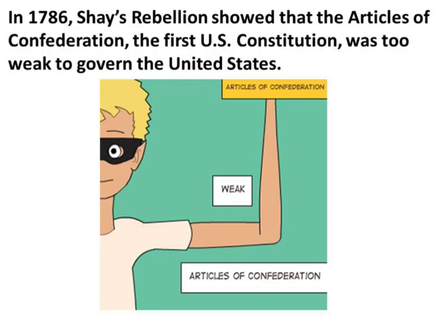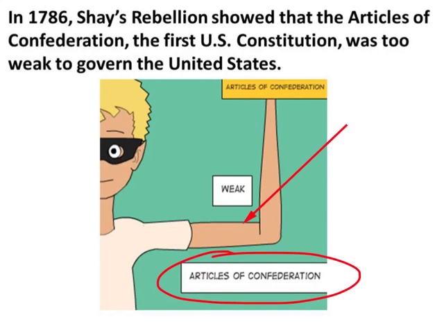In 1786, Shays' Rebellion showed that the Articles of Confederation, the first United States Constitution, was too weak to govern the United States. So the Articles of Confederation didn't have the muscle behind it to deal with problems like Shays' Rebellion.